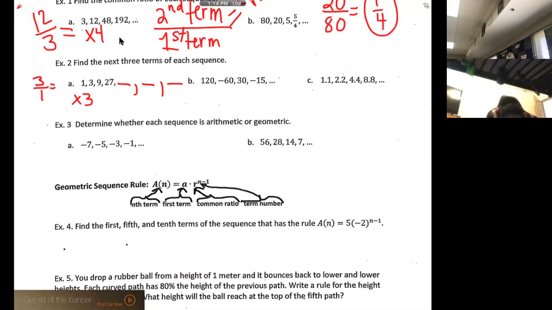So that means to get this term right here, I'm going to take 27 times 3, which is 81. To get the next term, I take 81 times 3. 243. To get the next term, I'm going to take 243 times 3. 729.